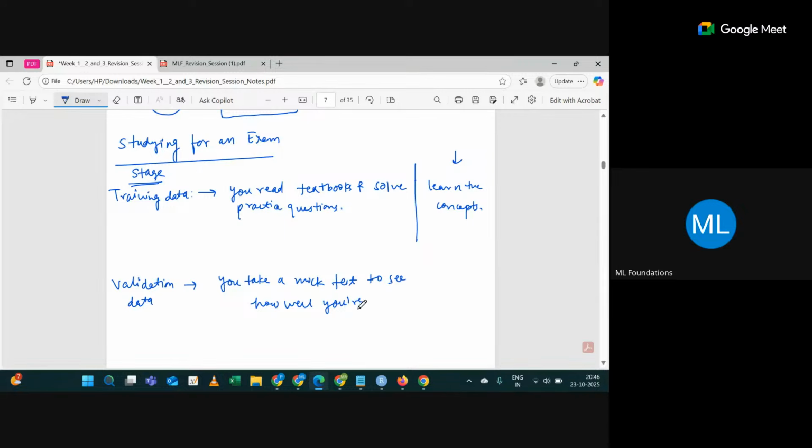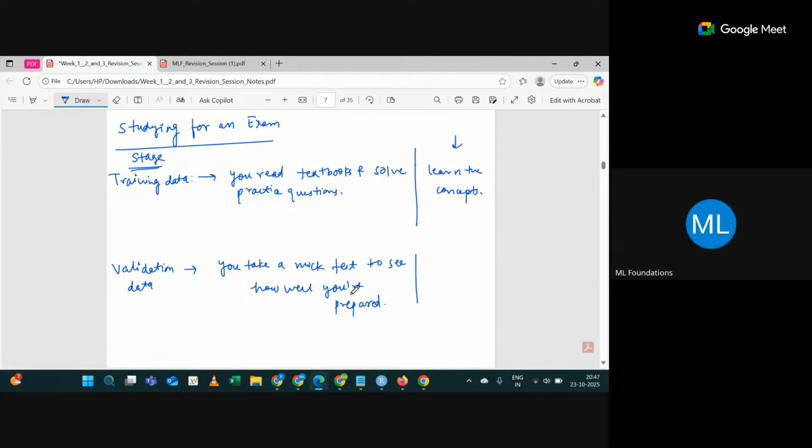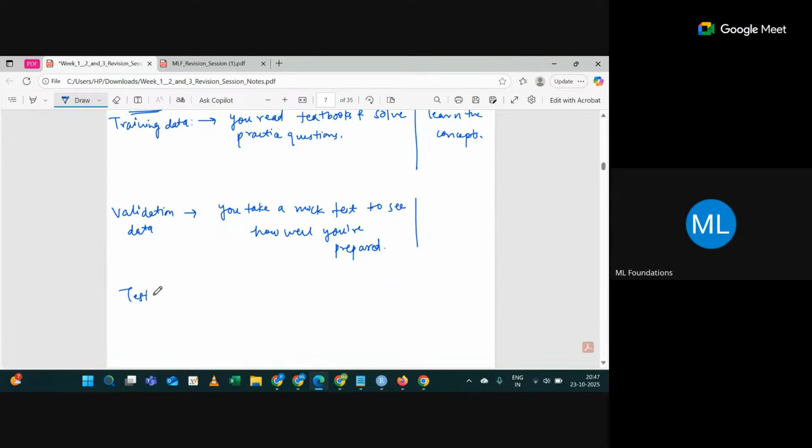Yes or no? And based on this, you will change things, right? You will see, okay, this is something I need to learn. Basically you are finding your weak points and the areas to improve. Okay, what is the test data? The final exam. Yes, you are appearing for the final exam, which will prove that you have learned the things, right?